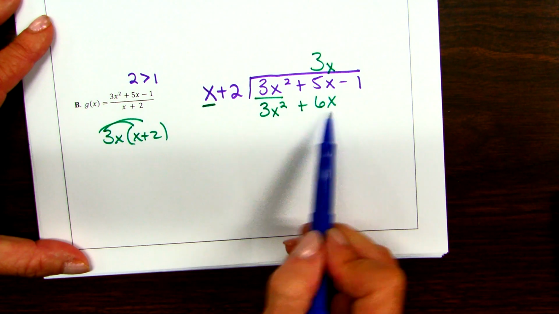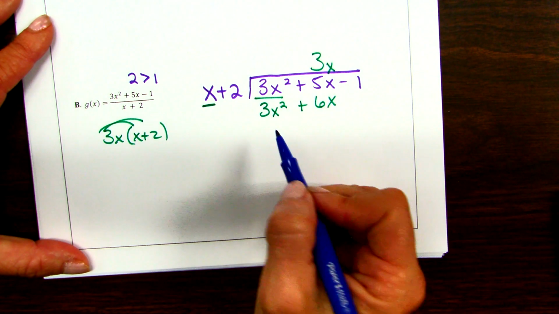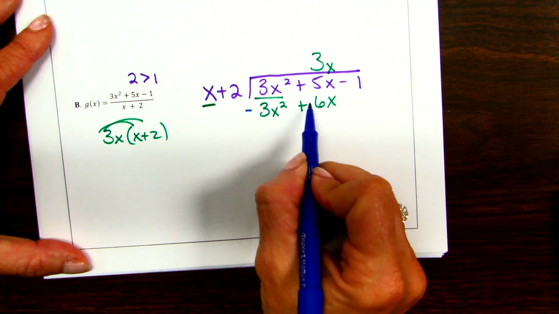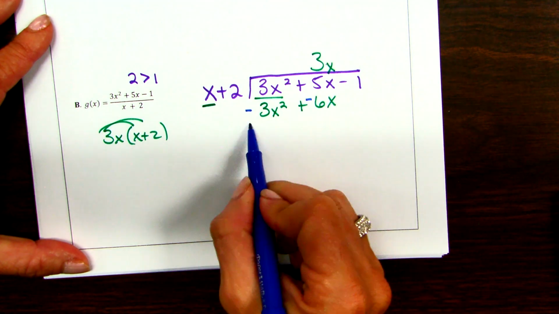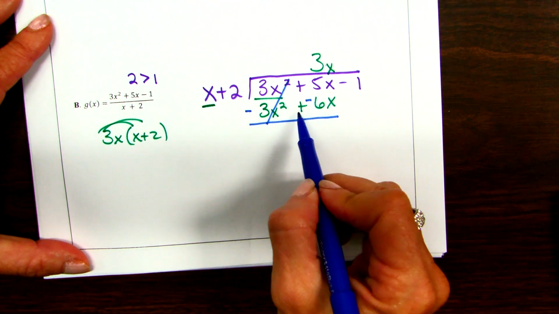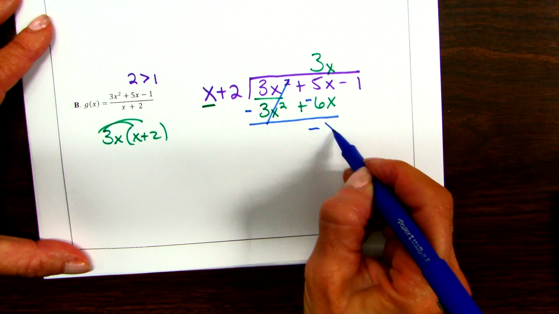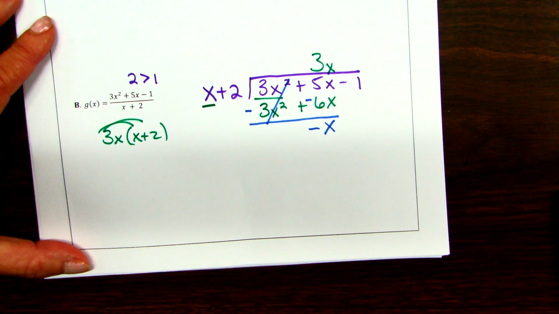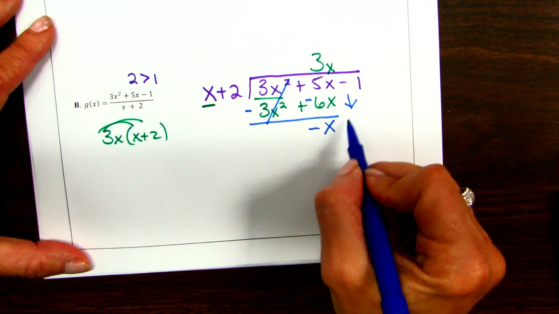So these are both positive. I'll change them to negatives, right? Change both signs. That's the subtraction step. 5 plus negative 6 is negative 1. Bring down.